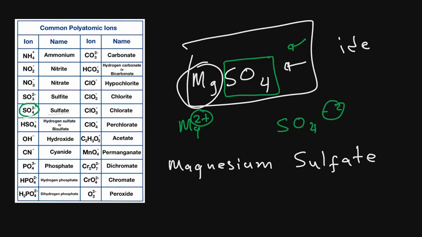But now if it was SO3, that would be sulfite. You need to be careful of what type of polyatomic ion you have.